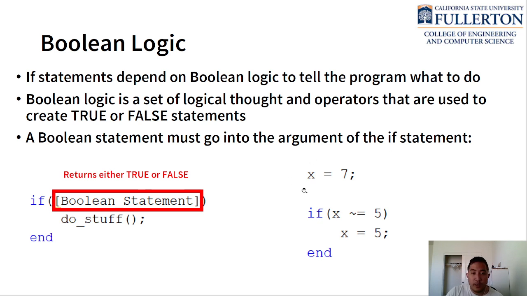We have a variable x equal to 7. If that variable is not equal to 5, and that's something that's true, right? This is an expression that checks to see if x is not equal to 5. That's true in this case because x is equal to 7. Then set x equal to 5.